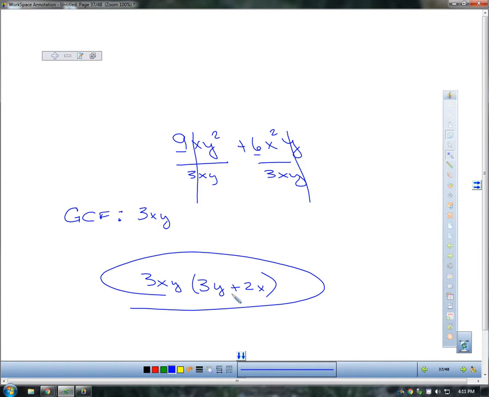So that was factoring out the GCF. I knew it wasn't factoring trinomials because there were only two terms. I knew it wasn't a difference of squares because this was a plus, but I could pull out a GCF. Always start with the GCF and go from there.